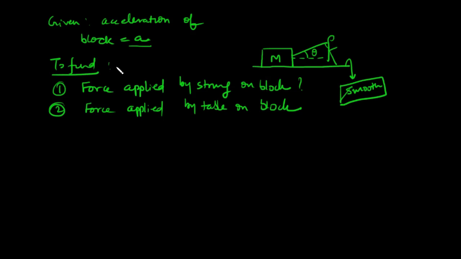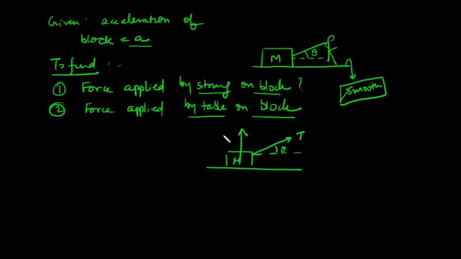And next, what I have to find: force applied by the string on the block and force applied by the table on the block. Okay, so we are to see the forces on the block. So first I isolate the block. Okay, what are the forces? This is the tension along this direction making an angle theta. Alright, there is the force by the floor which is normal, and there is the force due to gravity on the mass. That's it. These are the forces.